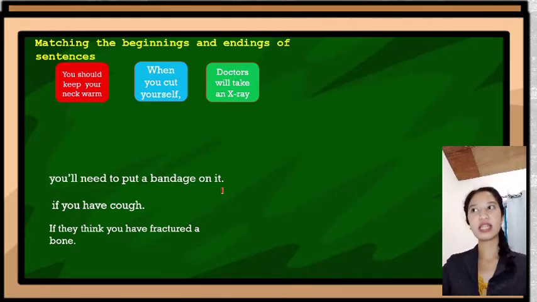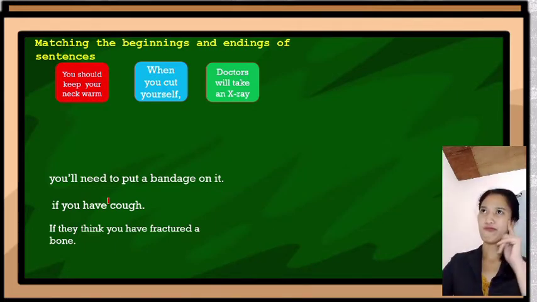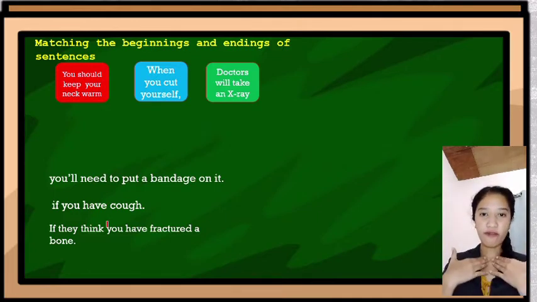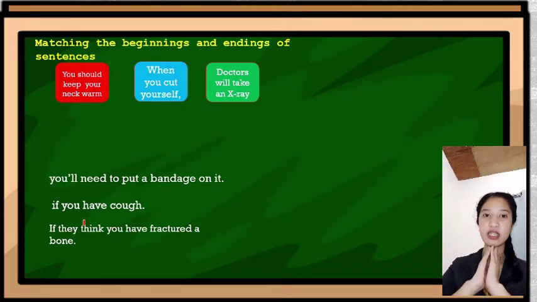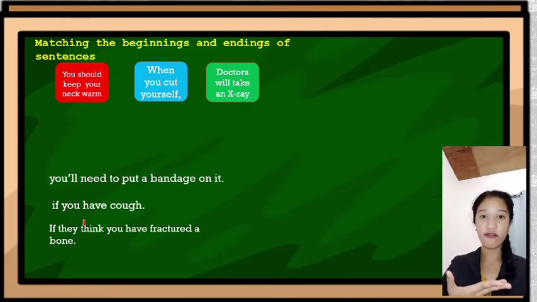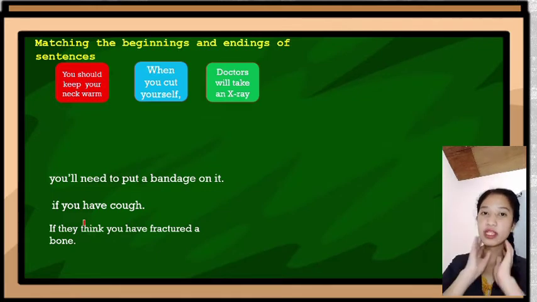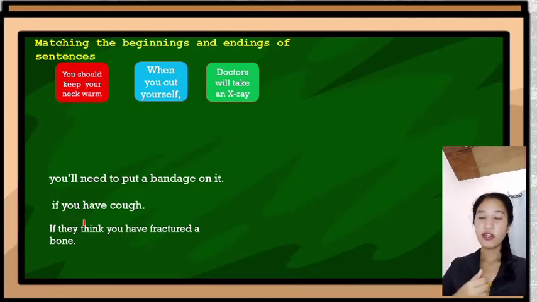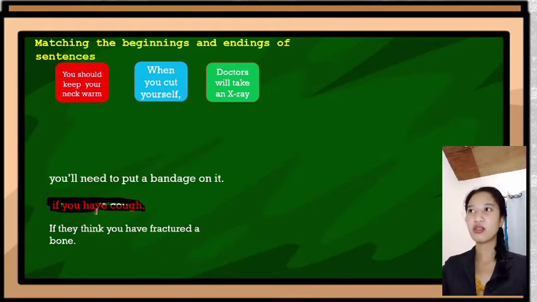Now let's proceed to the second line. You should keep your neck warm if you have a cough. Think. If you have a cough, would you want cold, freezing air on your neck? No, right? Because it will trigger and cause a cough. The answer is, if you put it in a literal way, in our everyday living, we must keep our neck warm in order not to trigger our sickness, which can cause a cough. So, the answer is, you should keep your neck warm if you have a cough.